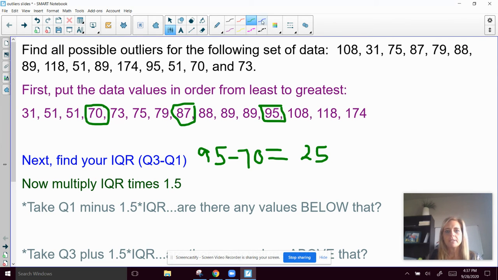Our next step is to multiply the interquartile range times 1.5. So I'm going to multiply 25 times 1.5. And we always use the 1.5. Statisticians have calculated that number. And when I multiply 25 times 1.5, I get 37.5.